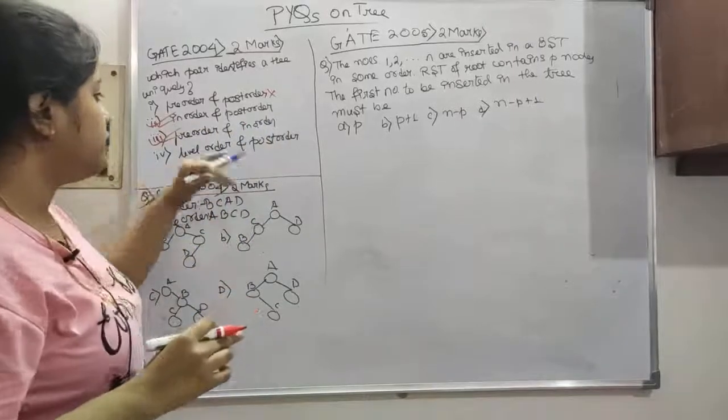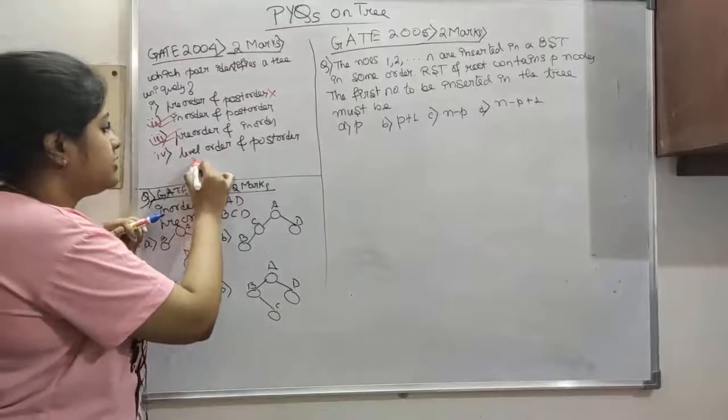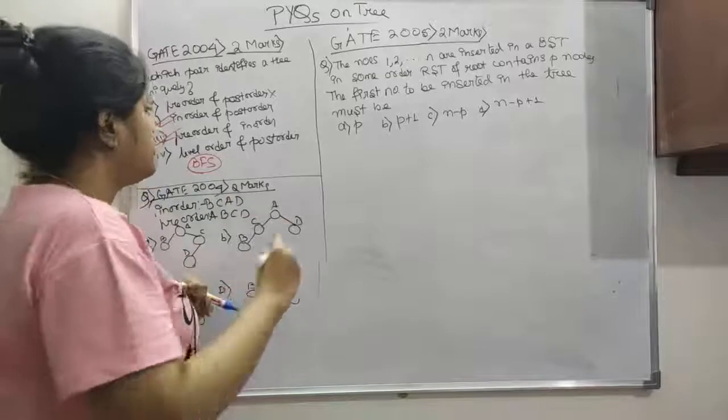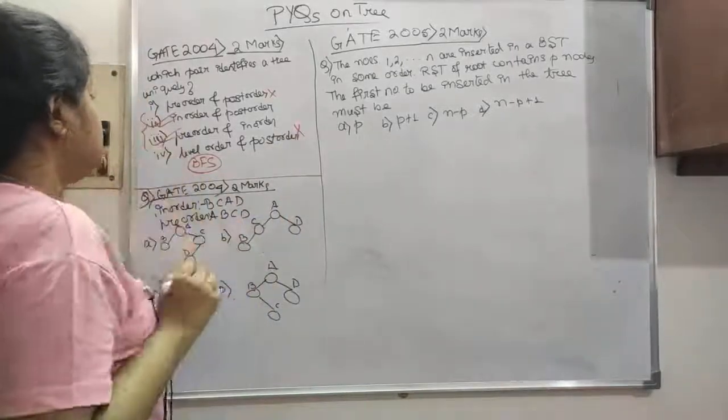But here another option is there, level order and post-order. Level order is nothing but BFS. Okay, so we will do BFS in graph, so this is also not possible. So our correct options are 2 and 3.